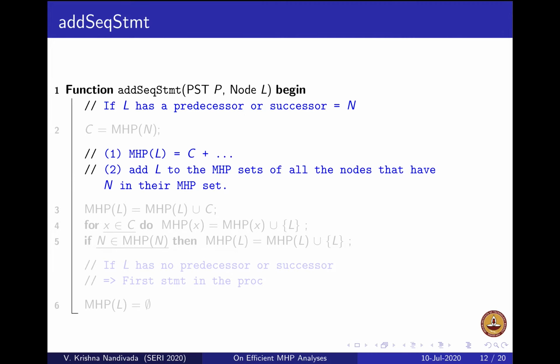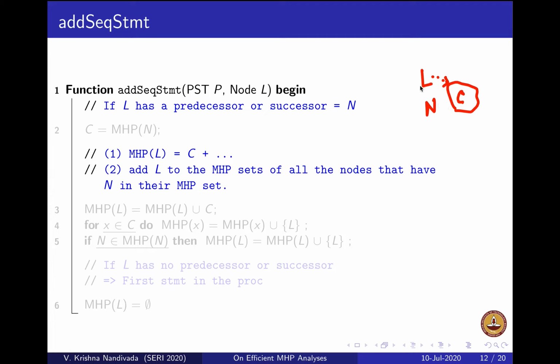Now, what I will do, I will take this N and I already have its MHP information. Let's call it as C. Okay, I'll compute it, and then I know, hey, this L will run in parallel with the same set C. Wow, I don't have to compute too much. So the MHP of L includes C and maybe something more. What can it be something more?